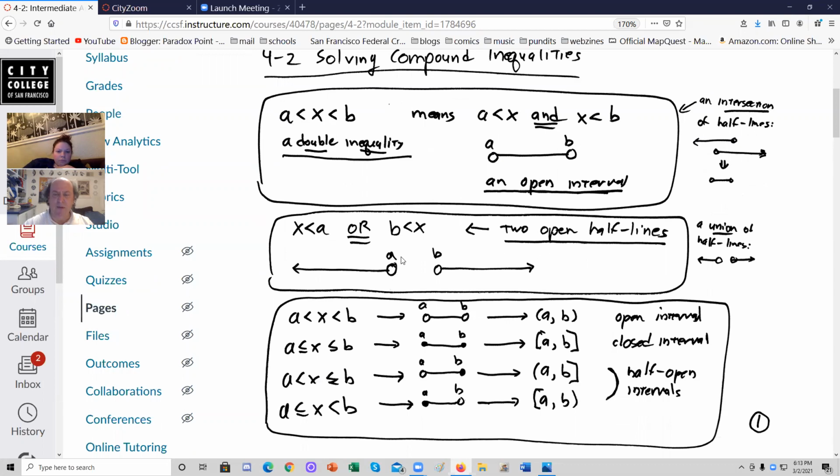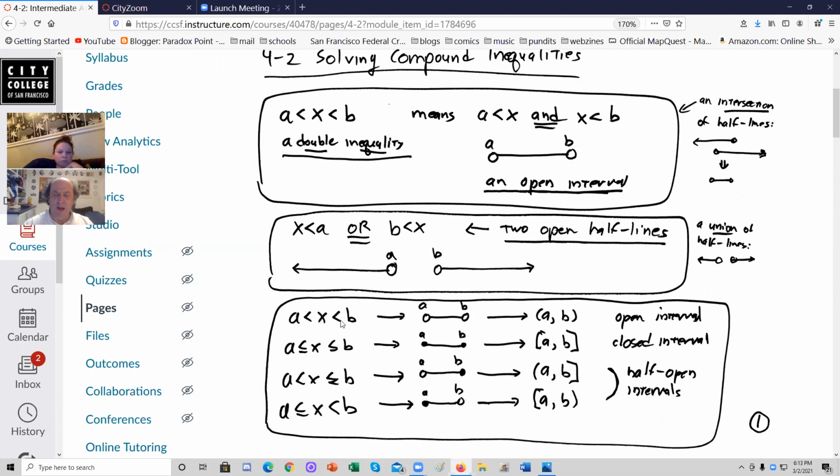We could also have two open half lines like this: X is less than A or B is less than X. I call this an anti-interval. It's everything except the points from A to B inclusive. So it's a union of two half lines. Usually we'll be talking about intervals.